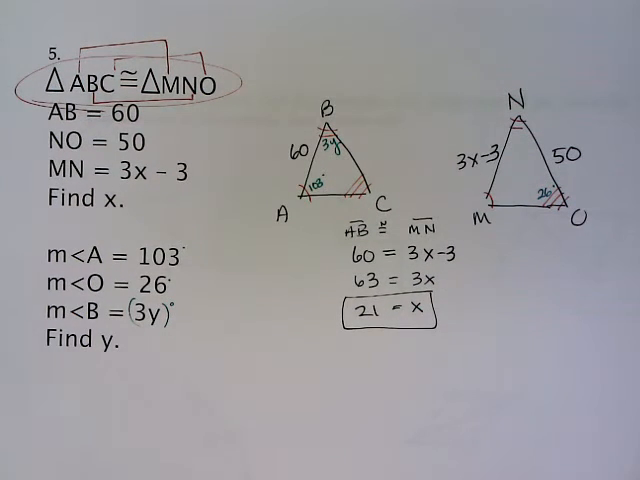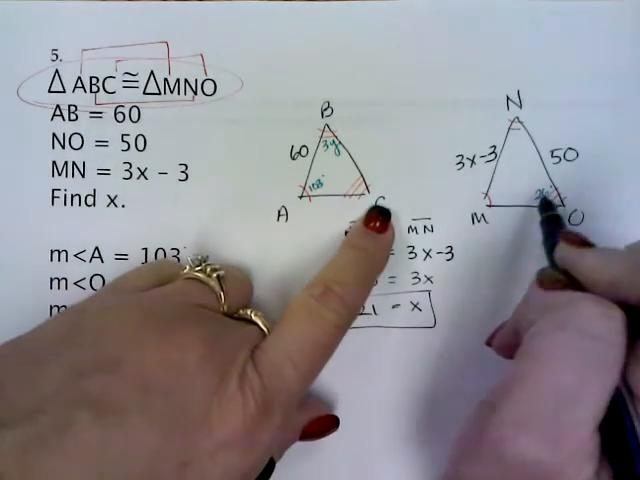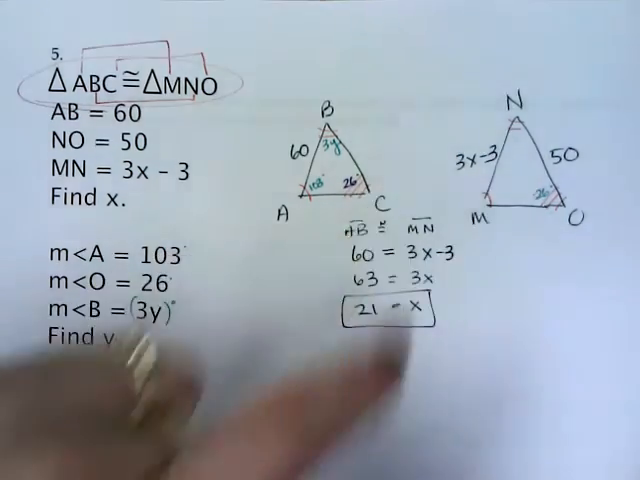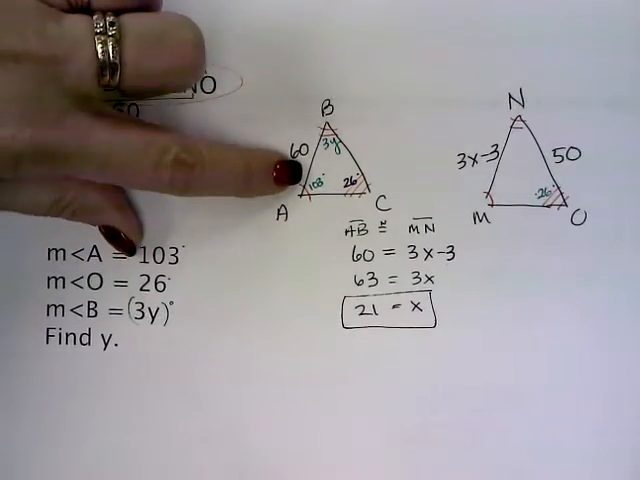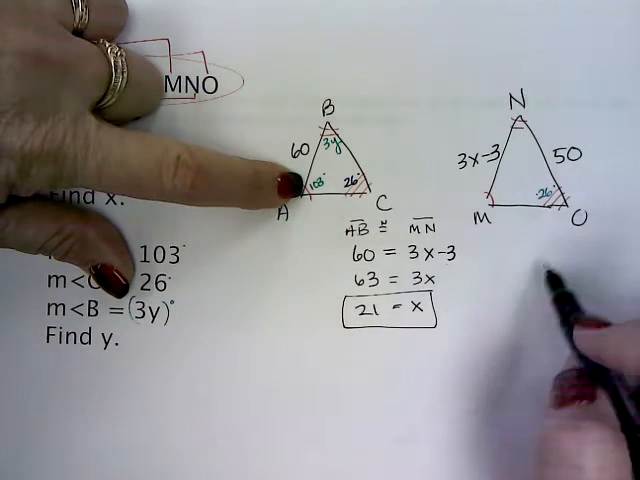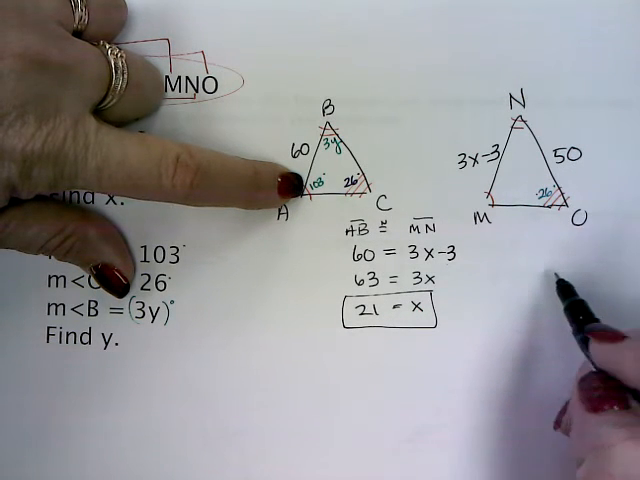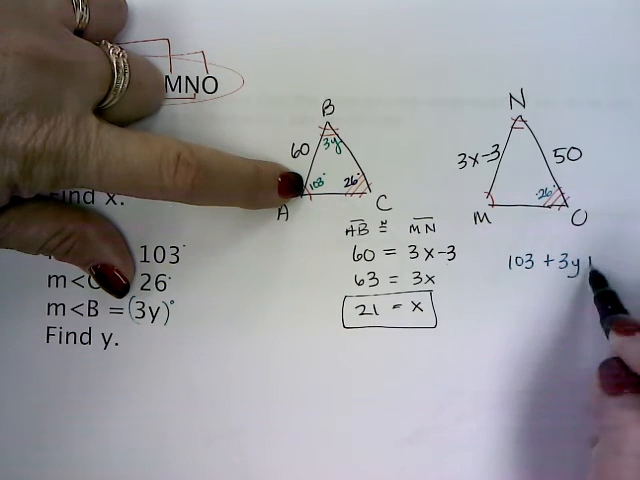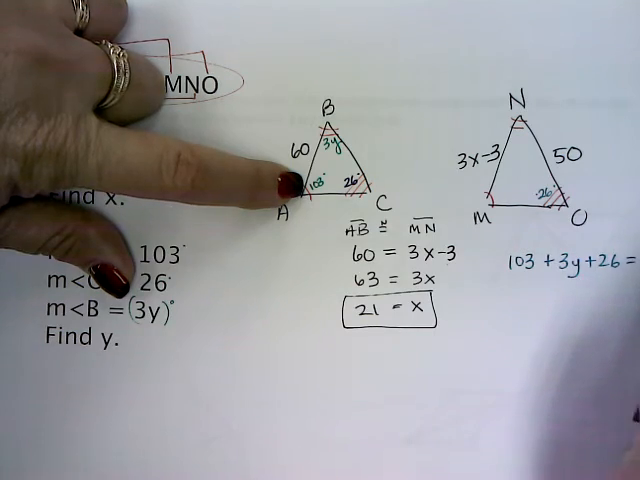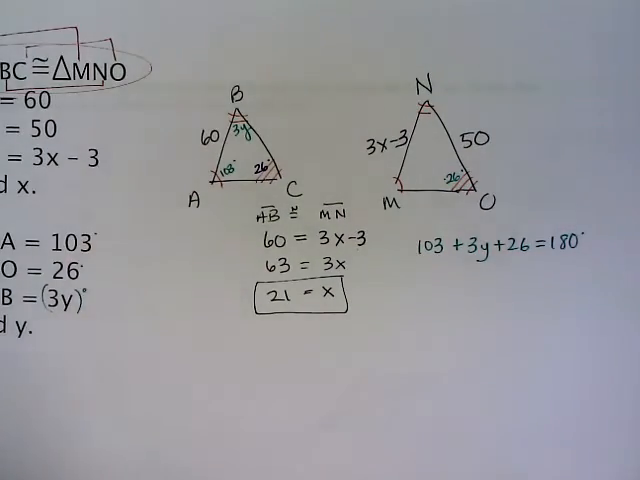Well, the first thing we know, back to what we were talking about before, that angle O and angle C match, so this is also 26 degrees. Because they're the same, they're congruent, they match, they're the same measure. So now when I come to solve for the triangle for y, I know that the three angles of the triangle together equal 180 degrees. So now I know that 103 plus 3y plus 26 has to give me that 180 degrees that's inside of my triangle.